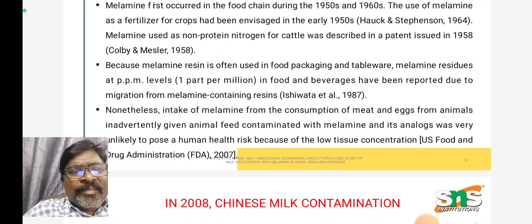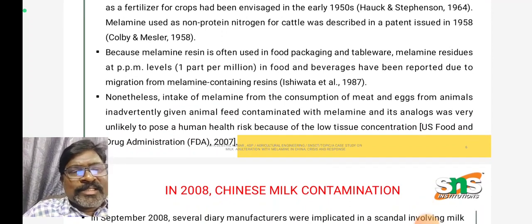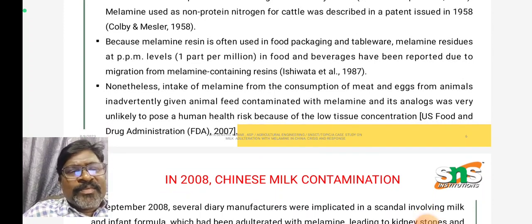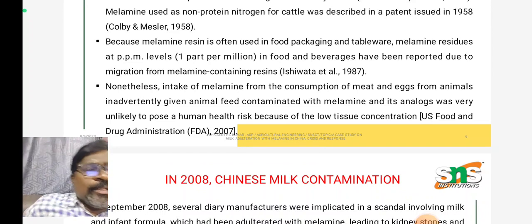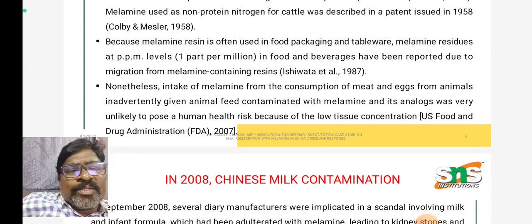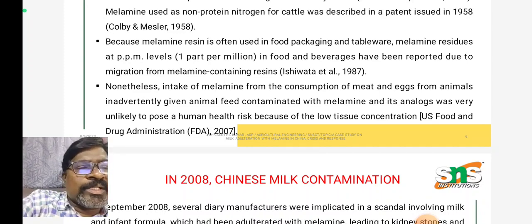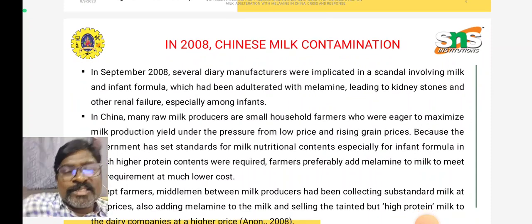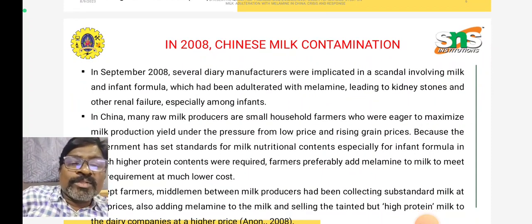Nonetheless, intake of melamine from the consumption of meat and eggs from animals inadvertently given animal feed contaminated with melamine and its analogs is very unlikely to pose a human health risk because of low tissue concentrations. In 2008, Chinese milk contamination. Let us see about the contamination of milk in the year 2008.